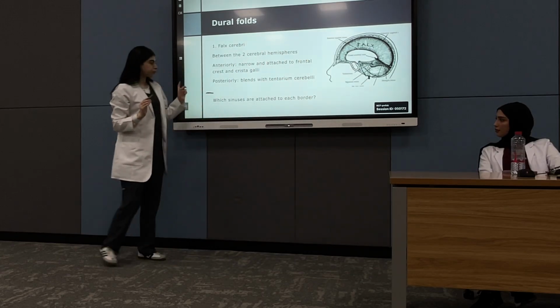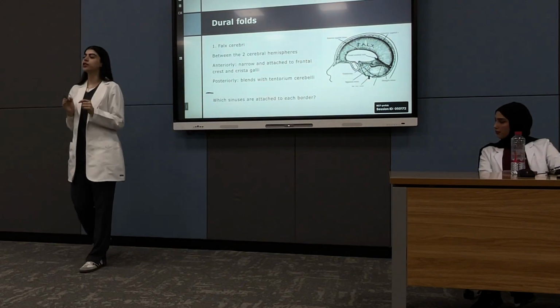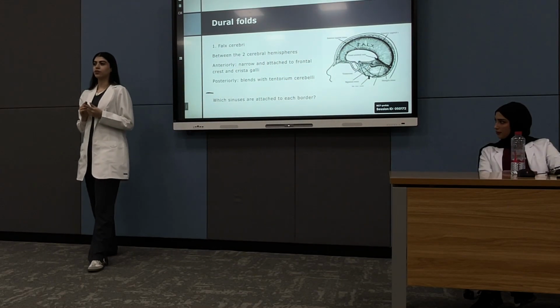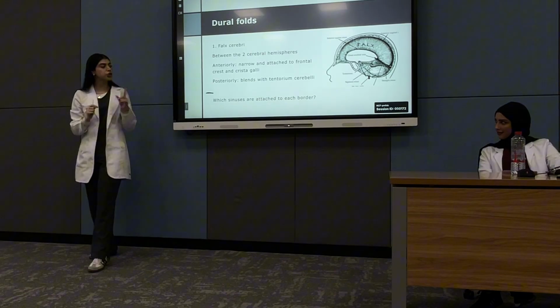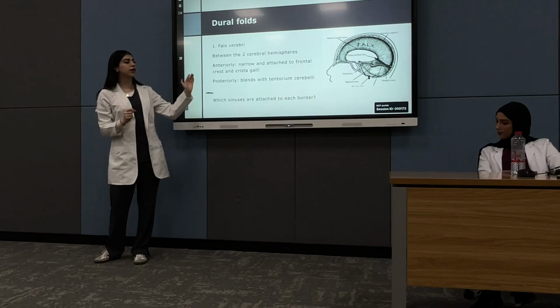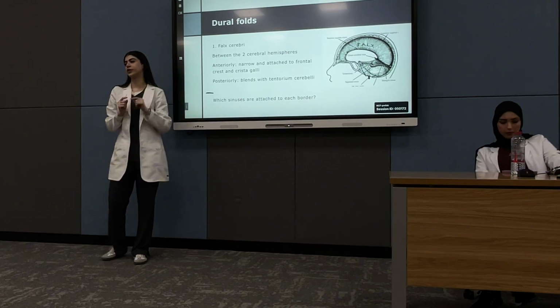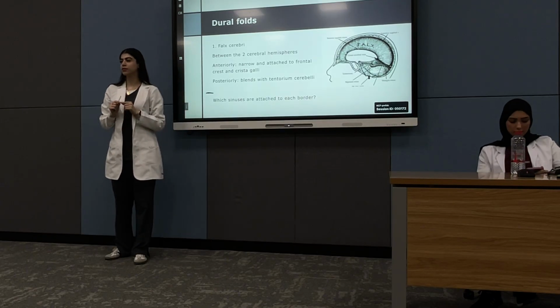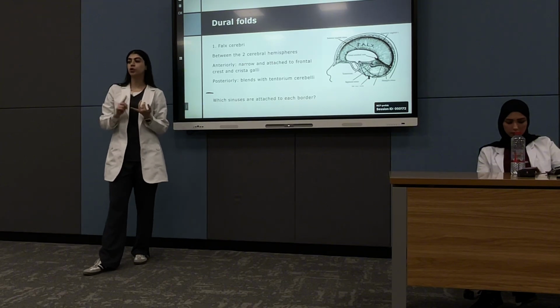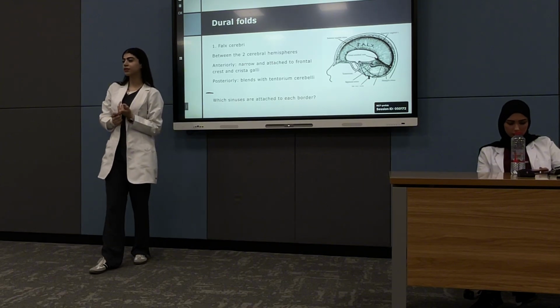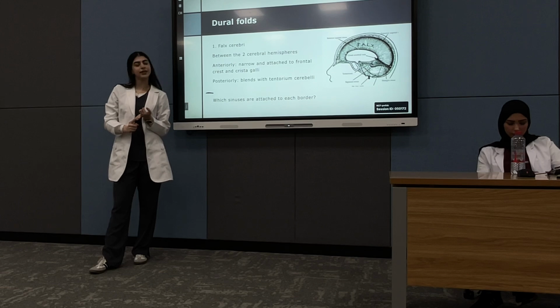Okay, so which sinuses are attached at each border? Which one do you think? I'm going to explain the sinuses afterwards, but what do you think is the sinus that's attached to the attached border and to the free border? Superior sagittal. Exactly. This is in which border? Superior sagittal is in which border? Attached. And the inferior sagittal? Free border. Exactly.